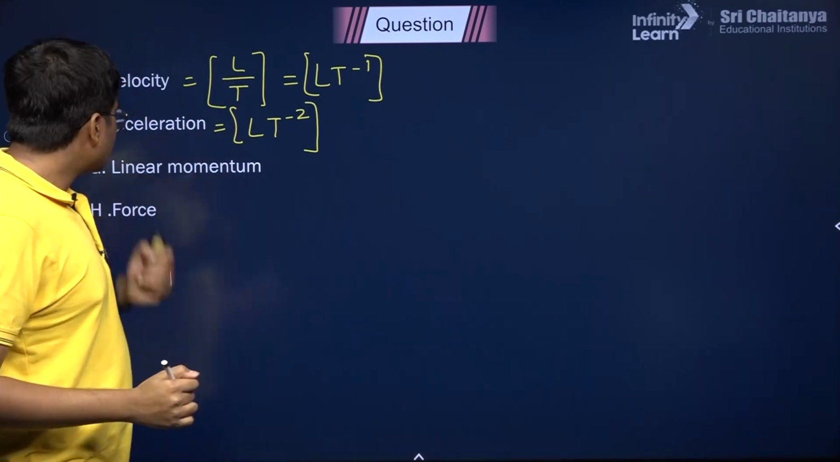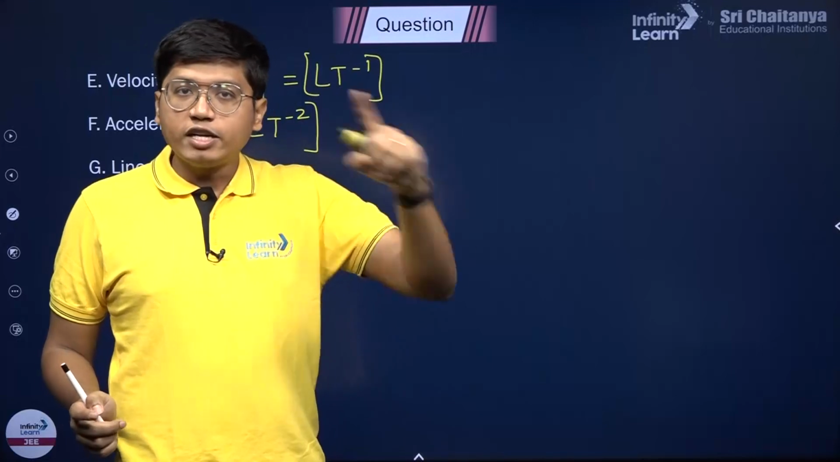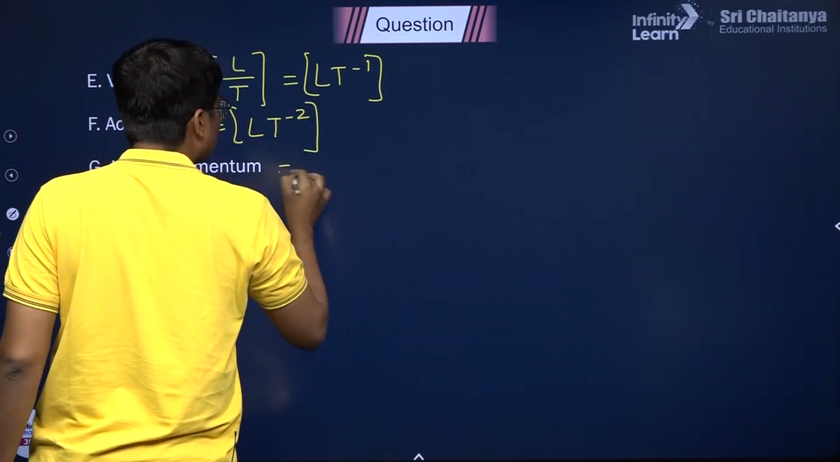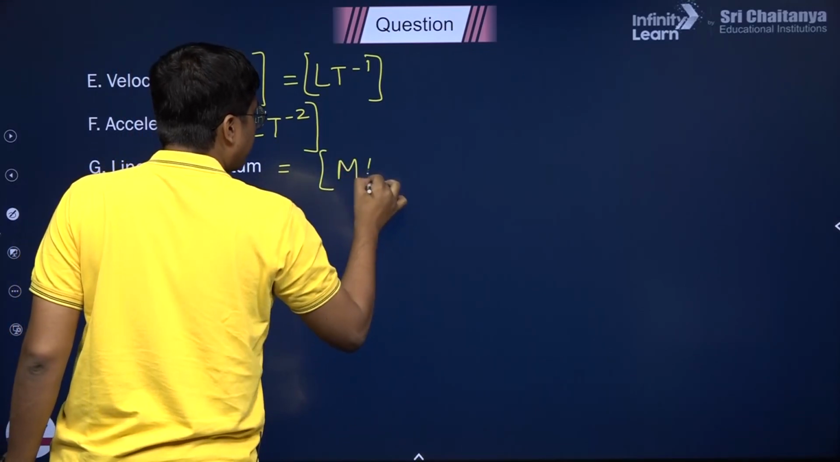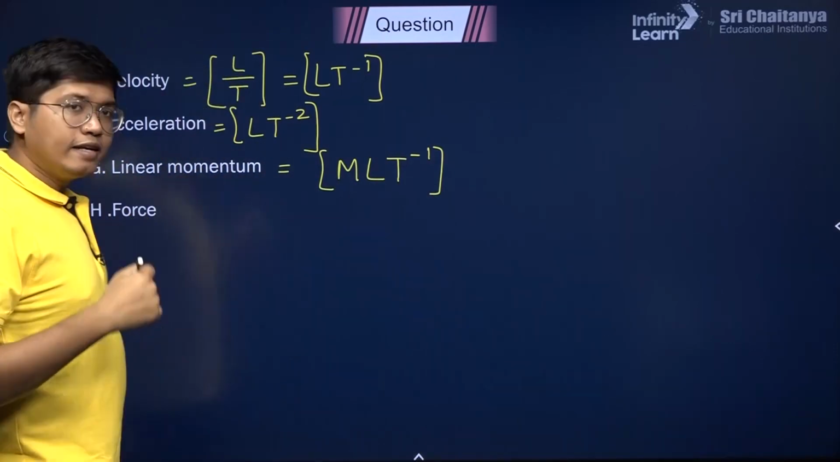Right? So that's acceleration. Next, linear momentum. What is linear momentum? It is mass into velocity. So velocity we already know, multiplied with mass. So that gives me MLT^-1. That is the formula for linear momentum.